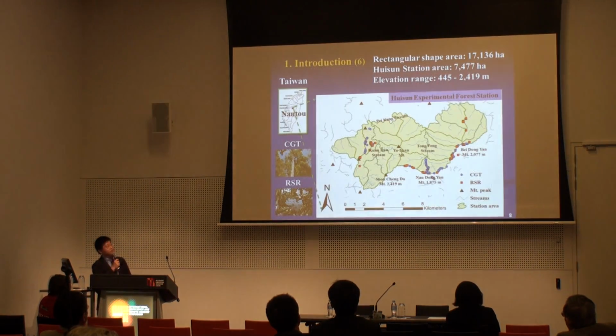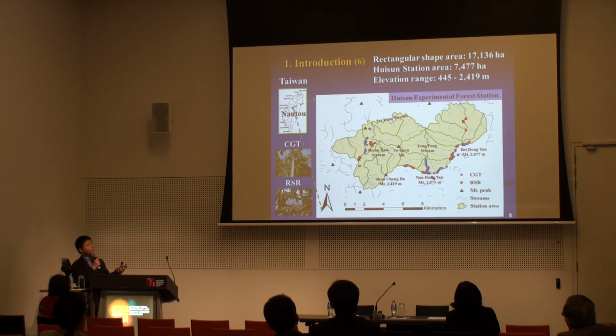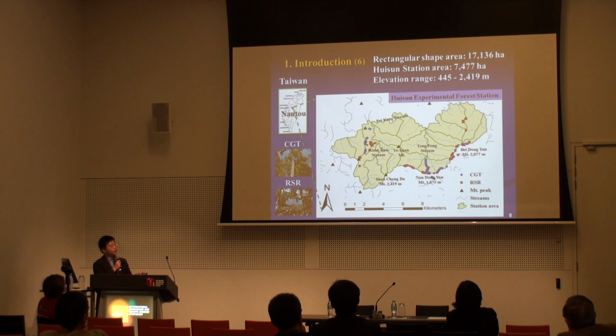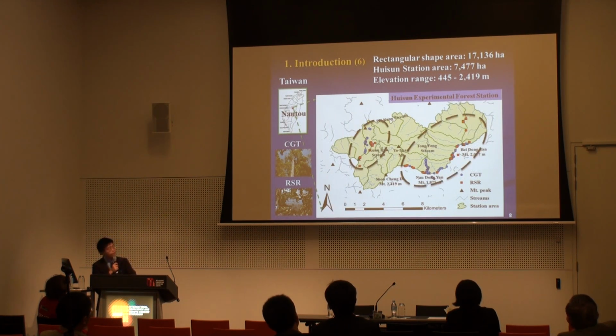And for the study area, we chose central Taiwan. It's the Huisun Forest Station. It's a representative forest with very high resolution range, very complex and highly biodiverse. So far, we collected samples from two sites, the Dongfeng watershed and the Guandao watershed, by using GPS, as you can see here.